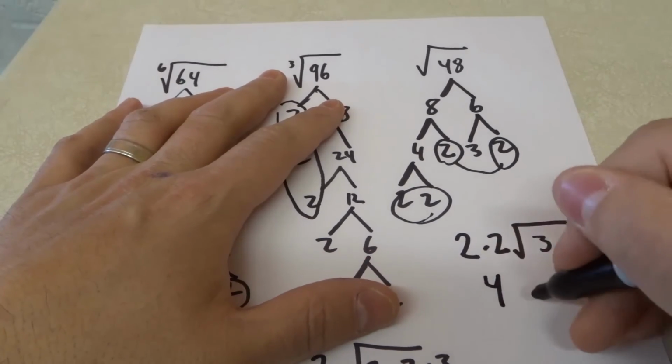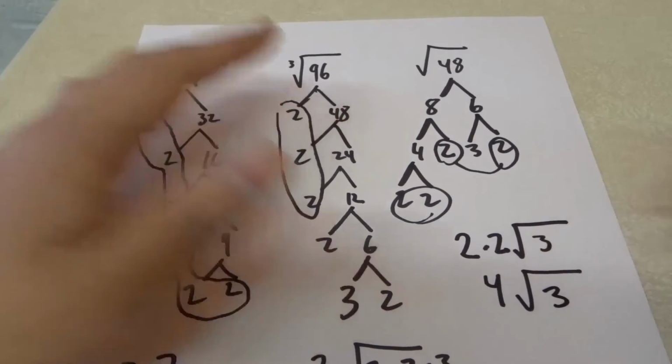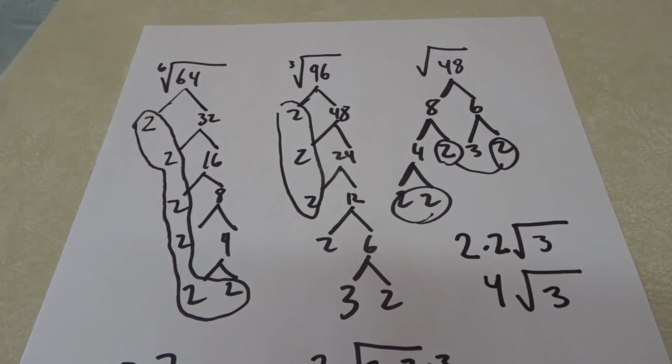2 times 2 is 4. That goes on the outside. The square root we bring down, and then a 3 on the inside. Done deal. And that's basically it. That is how to simplify radicals in math.